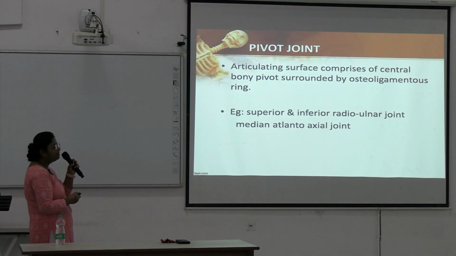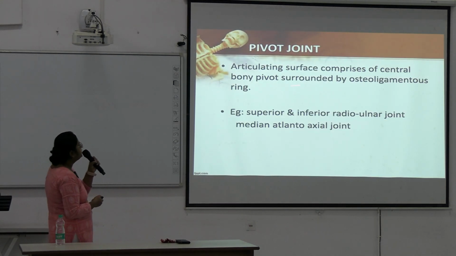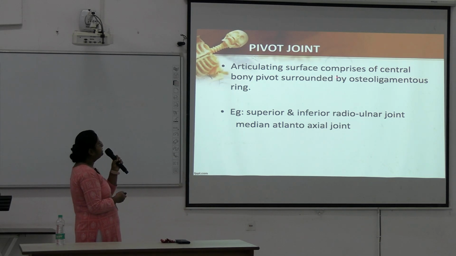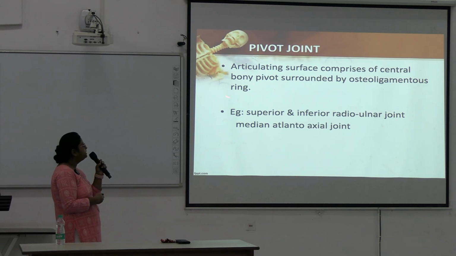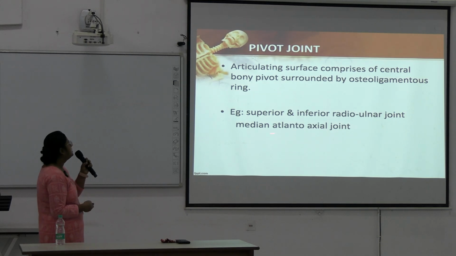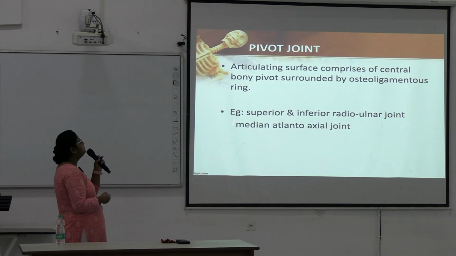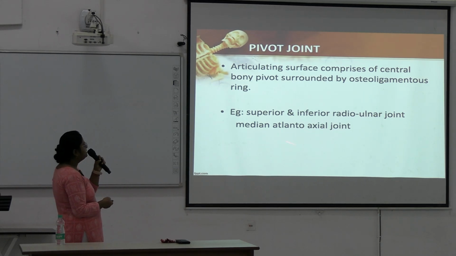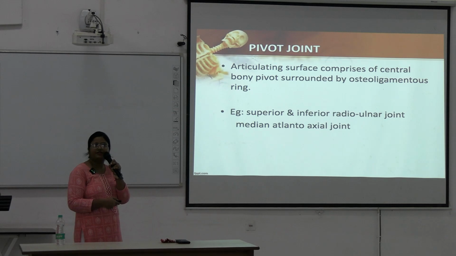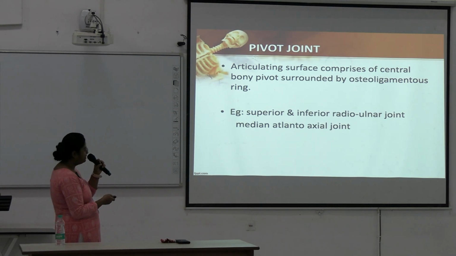Now we go to the pivot joint. In a pivot joint, the articulating surfaces comprise a central bony pivot surrounded by an osteoligamentous ring. What are the examples? Superior and inferior radioulnar joints and the median atlantoaxial joint. These are the examples of pivot joints.